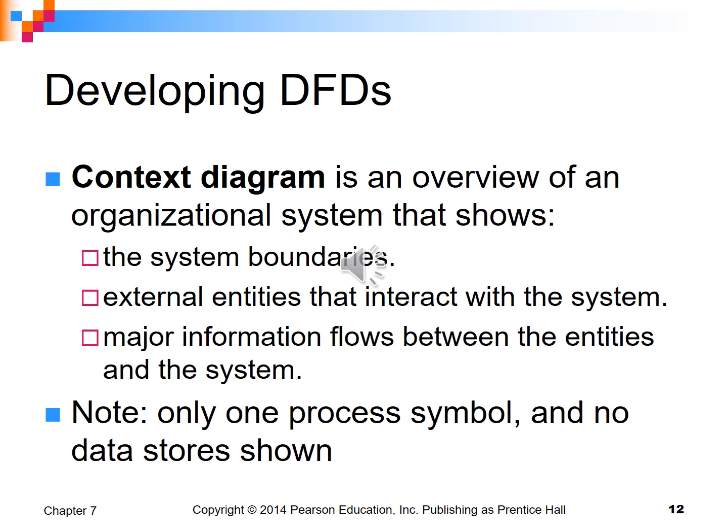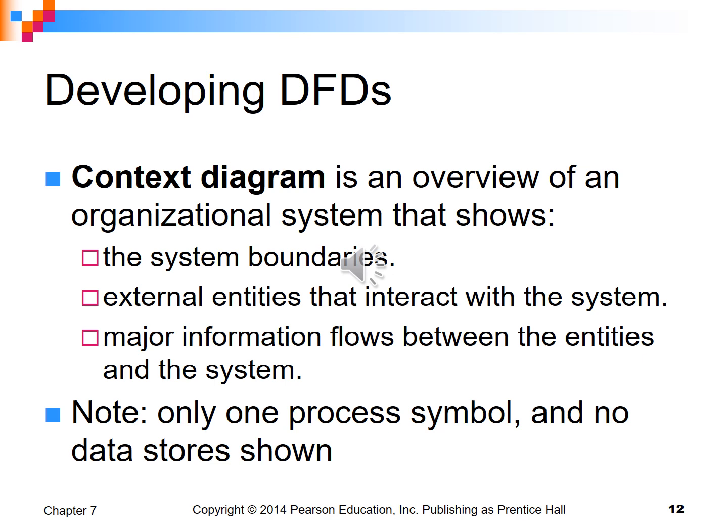Developing a DFD. The context diagram is an overview of an organization's system that shows the system boundaries, the external entities that interact with the system, and the major information flows between the entities and the system. In other words, if we look at the context diagram, we'll see one big oval, or sometimes we represent it as a rectangle, a square, or a circle. This represents the boundary, the scope of the system.